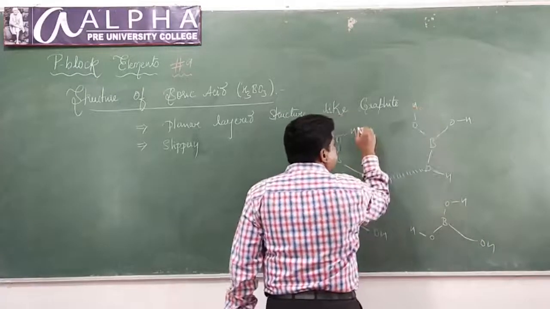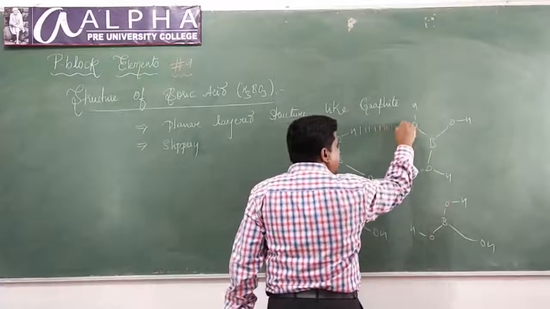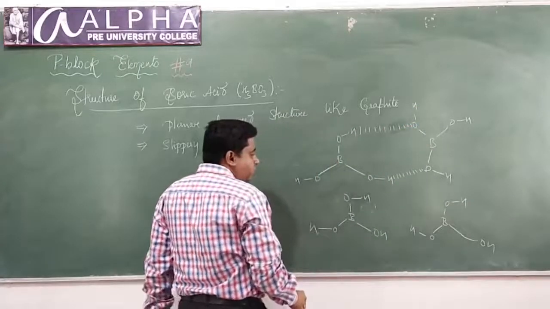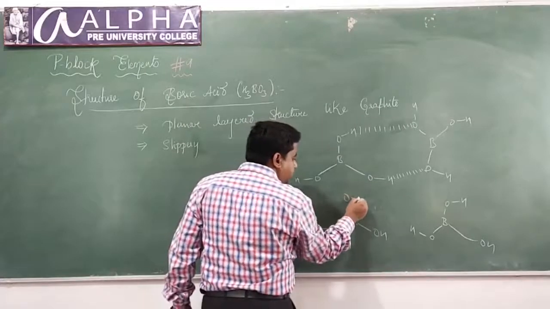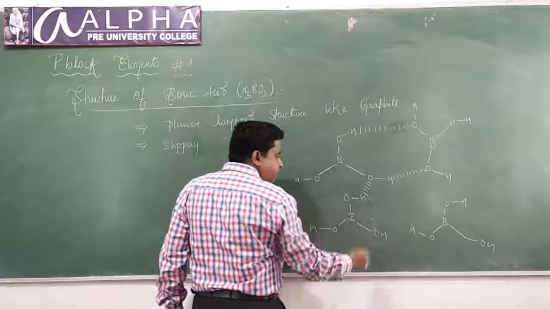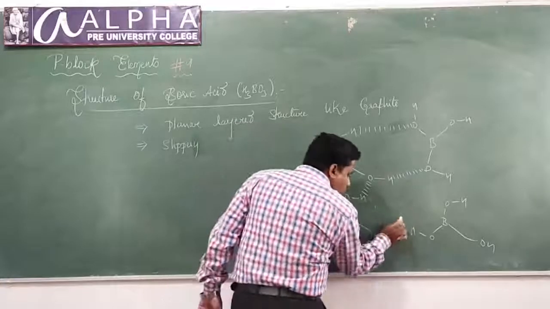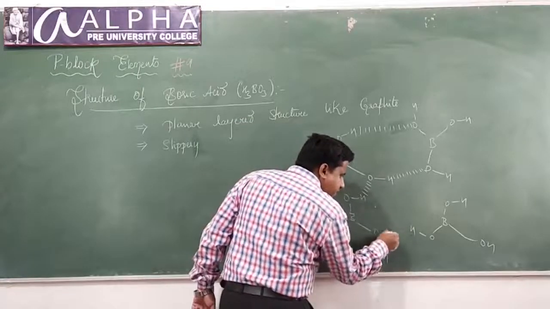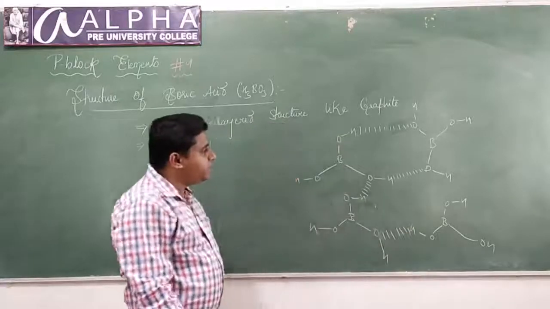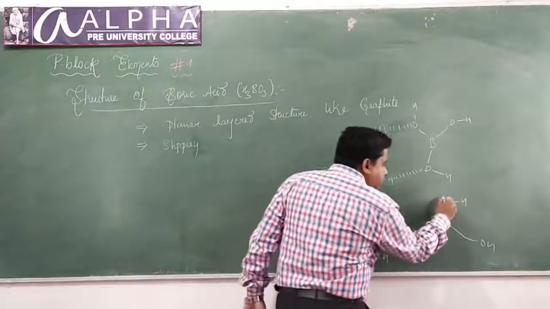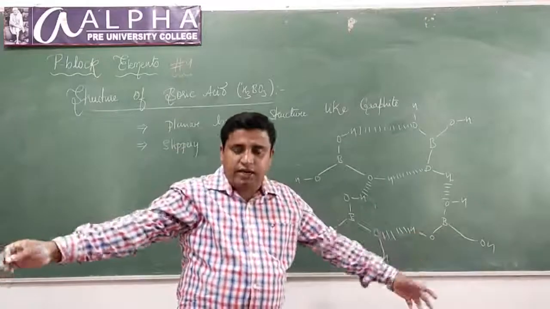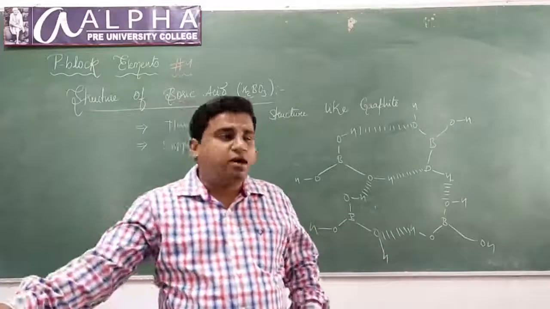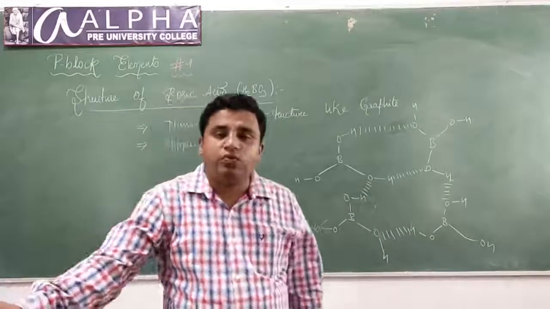If I write it like this, don't you think there is a hydrogen bond here? Yes, there is a hydrogen bond. Look here, see this, there is a hydrogen bond here. And then, if I write it like this, there is a hydrogen bond here too, isn't it? So they form a 3-dimensional network like structure.